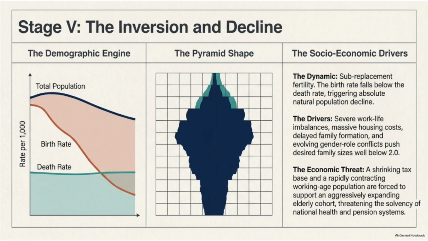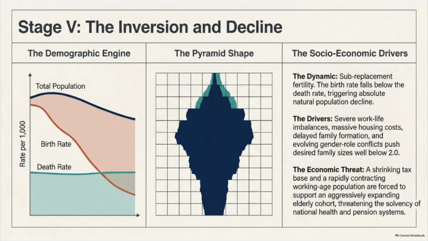Stage 5 is the inversion and decline. Here, sub replacement fertility takes hold as the birth rate falls below the death rate, triggering absolute natural population decline. The drivers behind this include severe work life imbalances, massive housing costs, delayed family formation, and evolving gender role conflicts, which push desired family sizes well below 2.0.